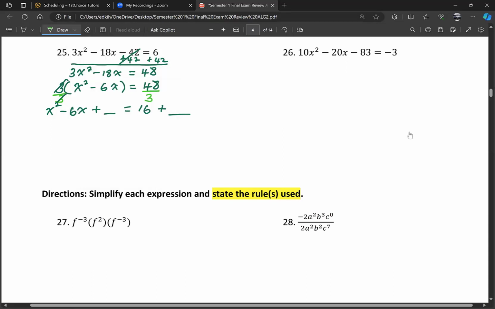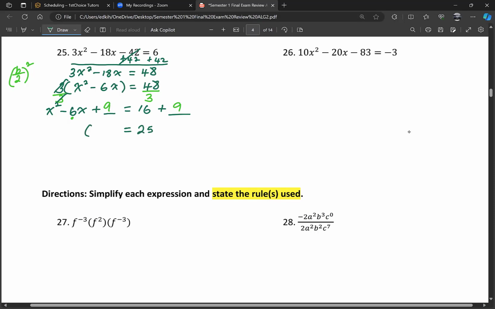Okay, so how do we fill the blanks? At this point, I'm sure you guys already remember this. You always say b over 2 squared. So our b value is a 6. 6 divided by 2 is 3. 3 squared is 9. So 9 there and 9 here. And we just proceed. The right side is the easier one, so we just go ahead and add these two together. 16 plus 9 is 25.